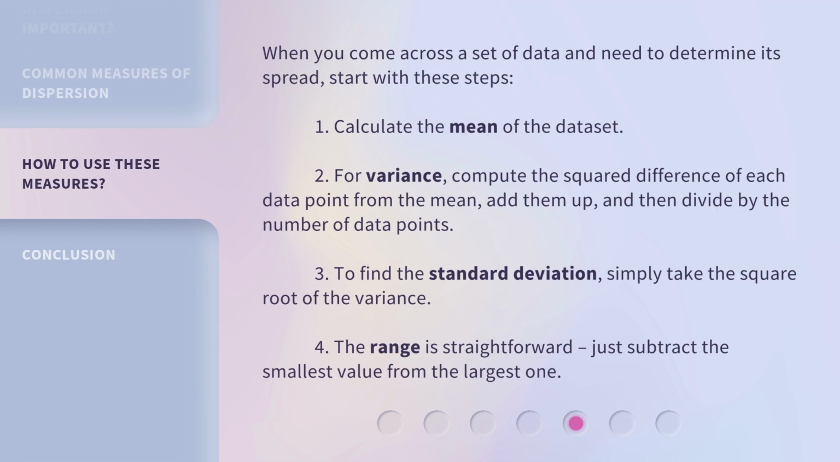When you come across a set of data and need to determine its spread, start with these steps. 1. Calculate the mean of the data set. 2. For variance, compute the squared difference of each data point from the mean, add them up, and then divide by the number of data points. 3. To find the standard deviation, simply take the square root of the variance. 4. The range is straightforward. Just subtract the smallest value from the largest one.